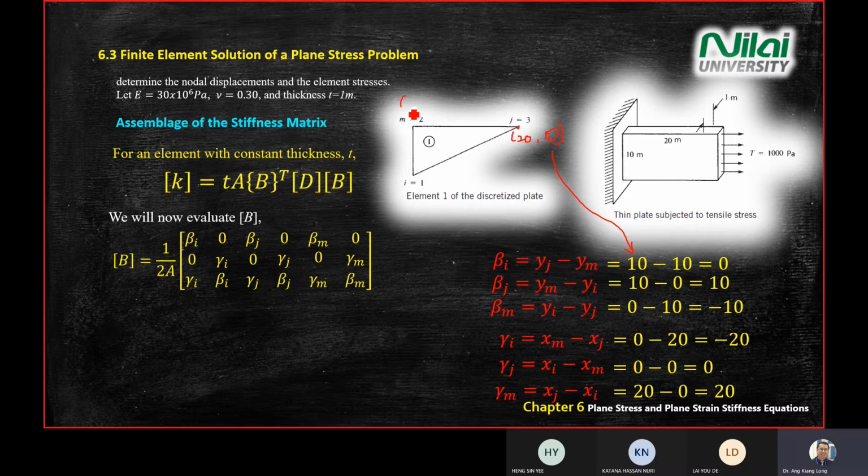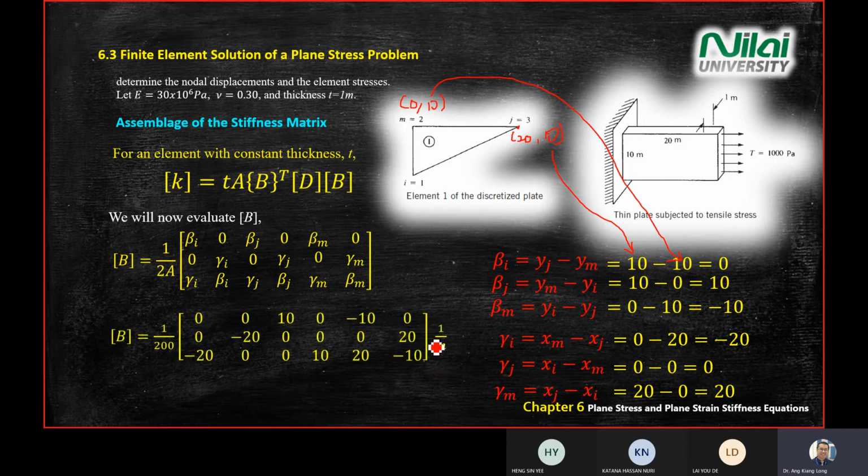Ym is here, so the coordinate for m will be 0, 10. You put your ym as 10. So the equation is yj minus ym, so 10 minus 10 gets 0. Same with the other equation. After that, substitute back into this equation. You get this answer. The dimension is 1 over meter.